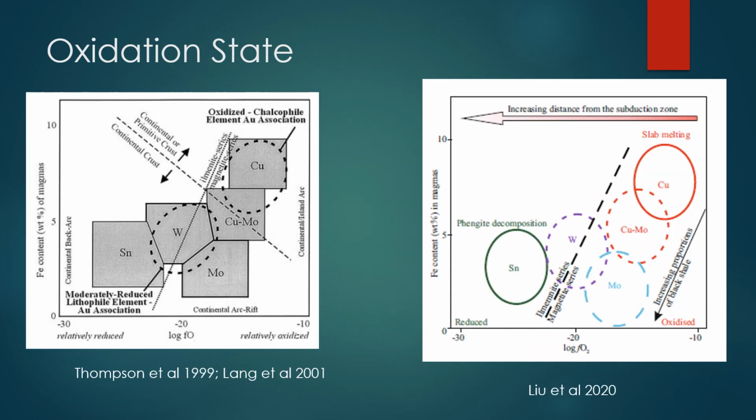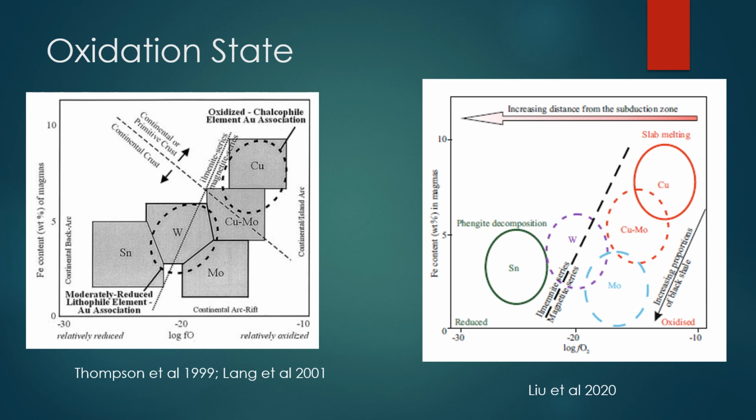So I've spoken a lot about oxidation state, and this is why. The plot on the left hand side is from a paper by John Thompson in 1999, a prominent economic geologist, and it shows you the iron content of magmas as a percentage on the left hand side of the graph, and then on the x-axis whether or not the magma is reduced or oxidized based on the activity of oxygen.